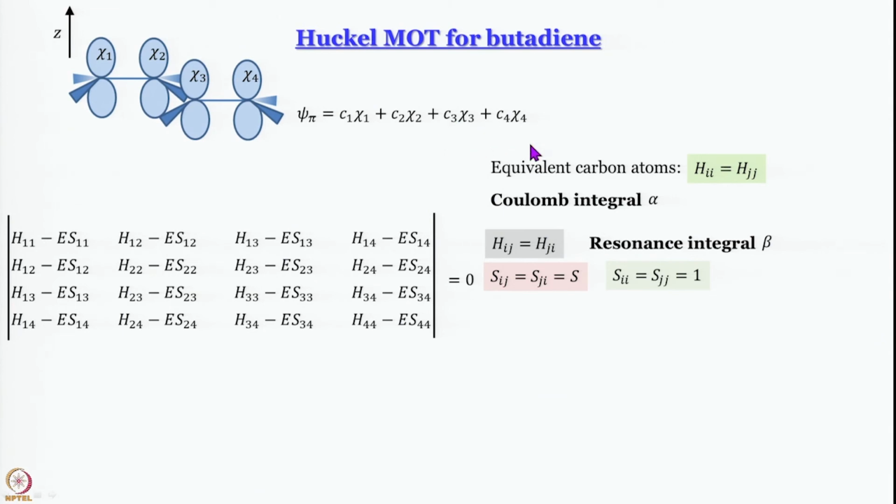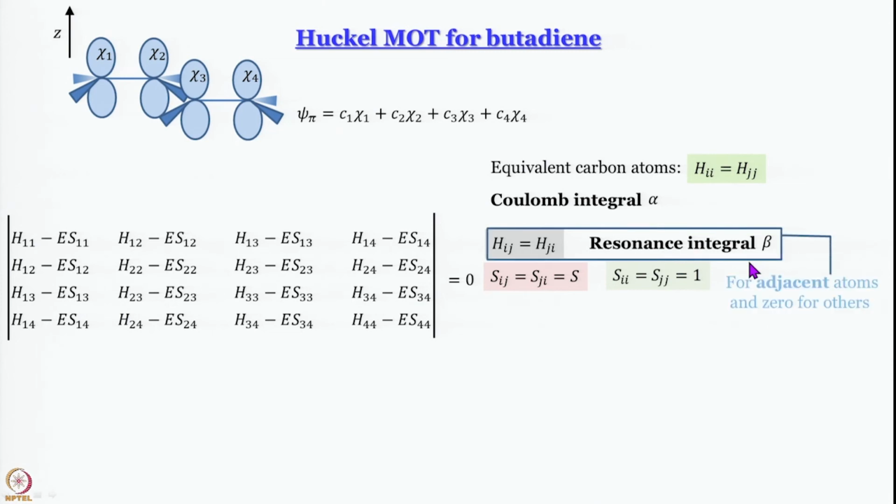Well, we will not find out how, you already know how to do it from ethylene, we will just show you the values. But what we can do here is that from our previous knowledge, we know that this HII, HJJ is Coulomb integral alpha. So, in all these diagonal elements, instead of HII I can write alpha. Hij and Hji, for ethylene we said they are resonance integral beta, but now what we will say is that it is equal to beta only for adjacent atoms.